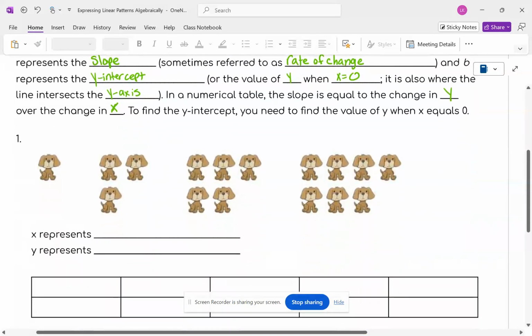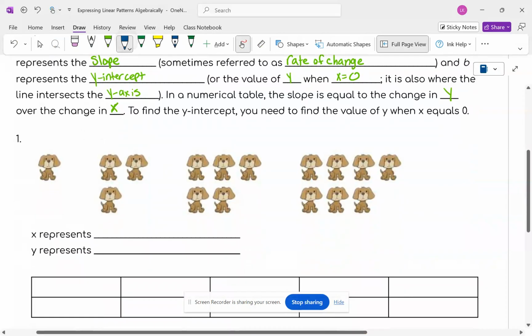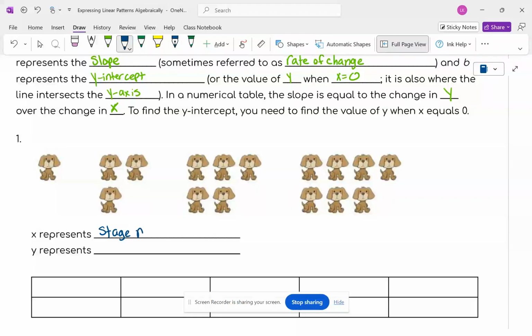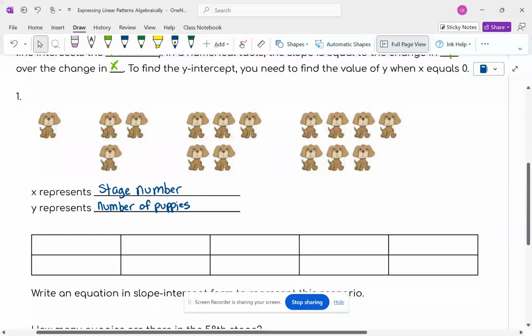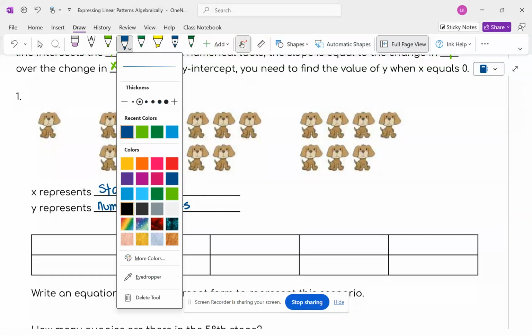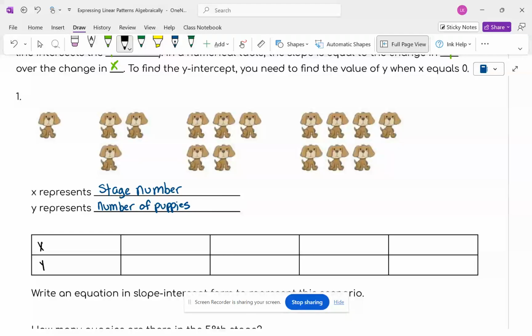So now we have this little graph of puppies. X here represents the stage number, and Y represents the number of puppies. The first thing we're going to do is create a table that represents the situation. This is going to be X, this is going to be Y. These tables typically start out with your first stage. So our stage number is going to be 1, 2, 3, and 4.